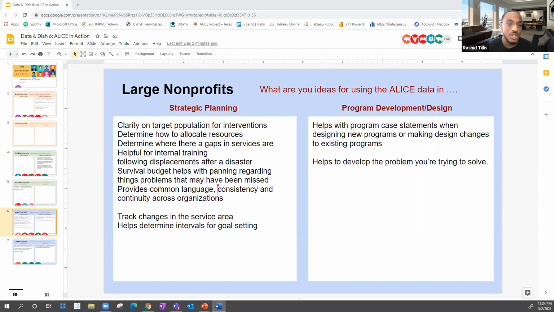So moving into our last breakout group, large nonprofits. Who would like to share? I can share. This is Kara from Baker Ripley. Thank you. Yeah, no worries.